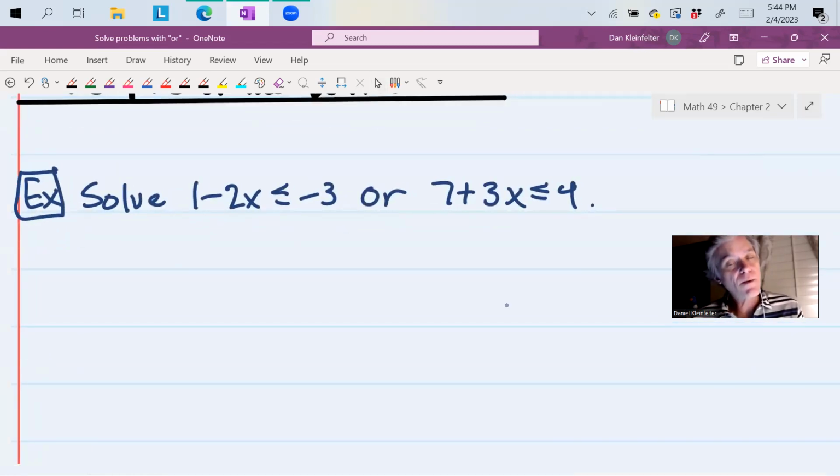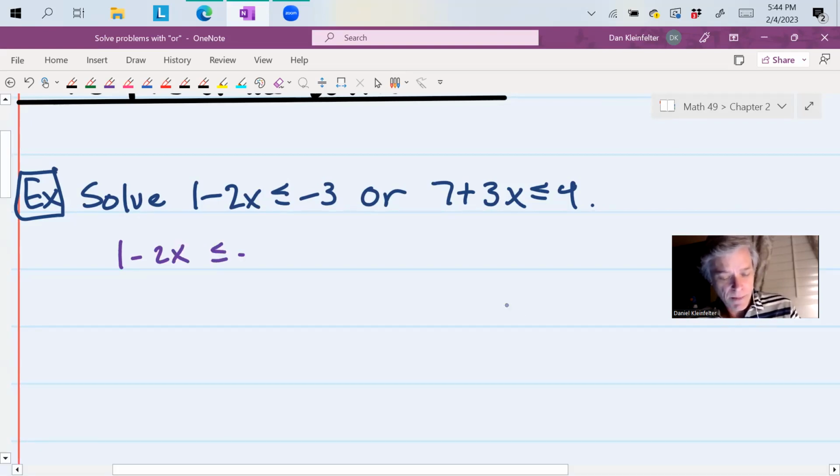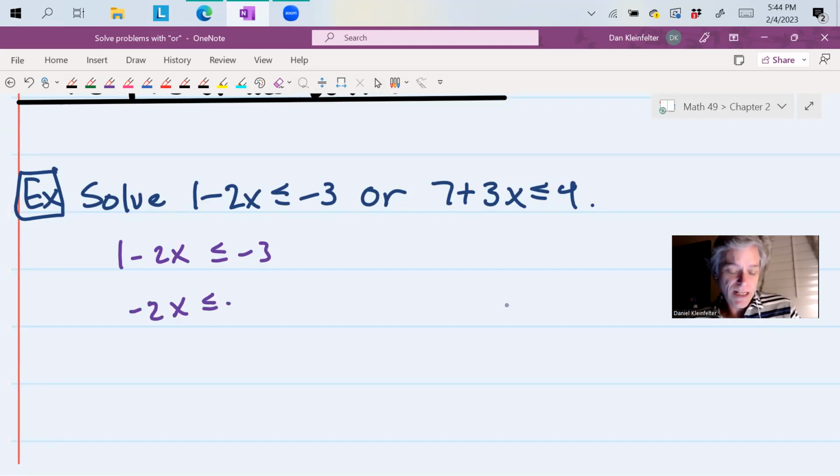We have 1 minus 2x is less than or equal to -3, or 7 plus 3x is less than or equal to 4. So first step, let me work on the one on the left. 1 minus 2x is less than or equal to -3. So subtracting 1, we'll have -2x is less than or equal to -4. And then we're going to divide through by -2. So x will be greater than or equal to +2.